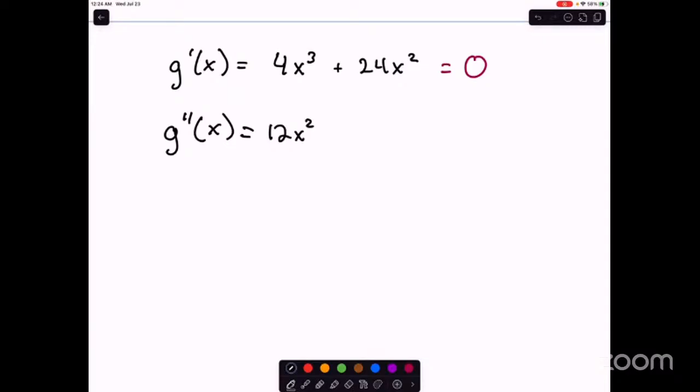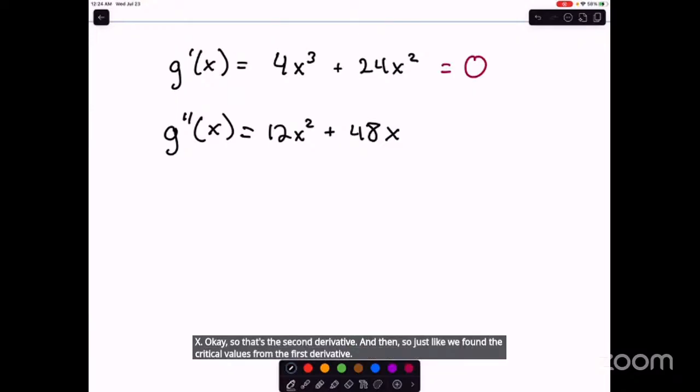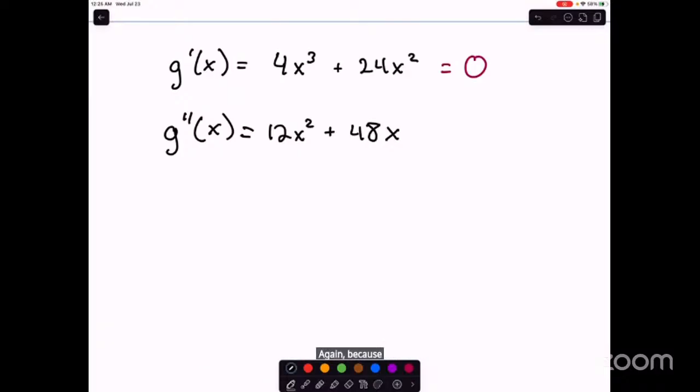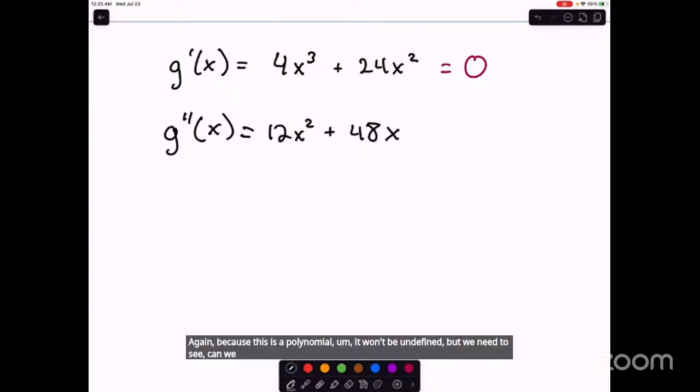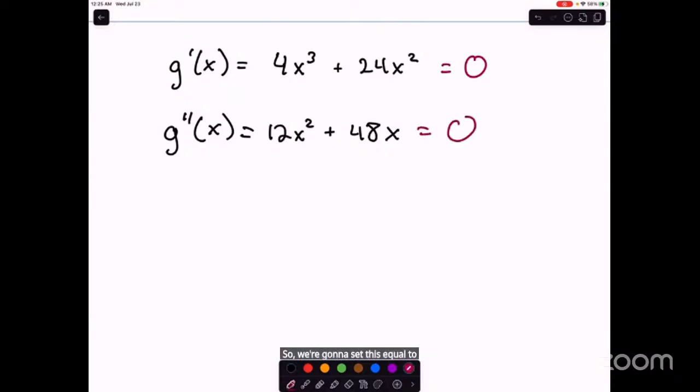12x squared plus 48x. Okay, so that's the second derivative. And then, just like we found the critical values from the first derivative, when we're doing concave up, concave down, and points of inflection, we need to find the critical values of the second derivative. Again, because this is a polynomial, it won't be undefined, but we need to see, can we find those values of x and make this guy 0? So we're going to set this equal to 0 and solve.